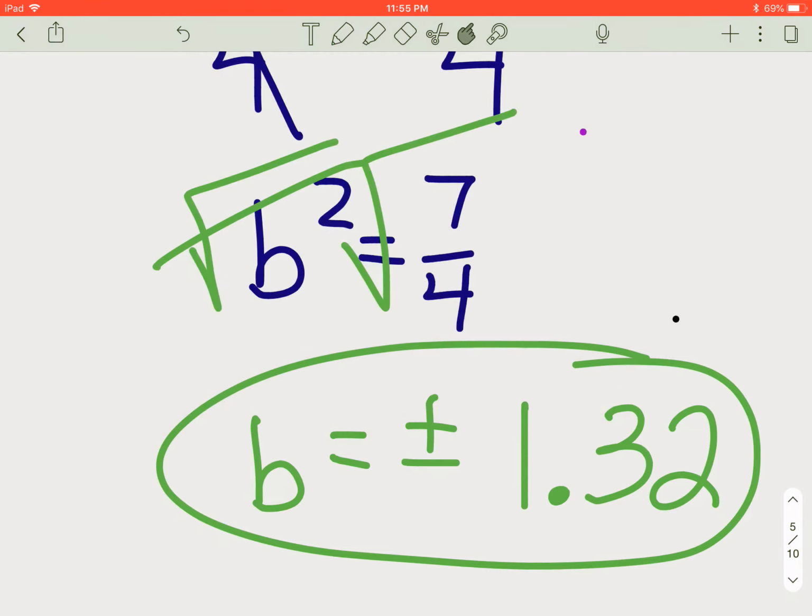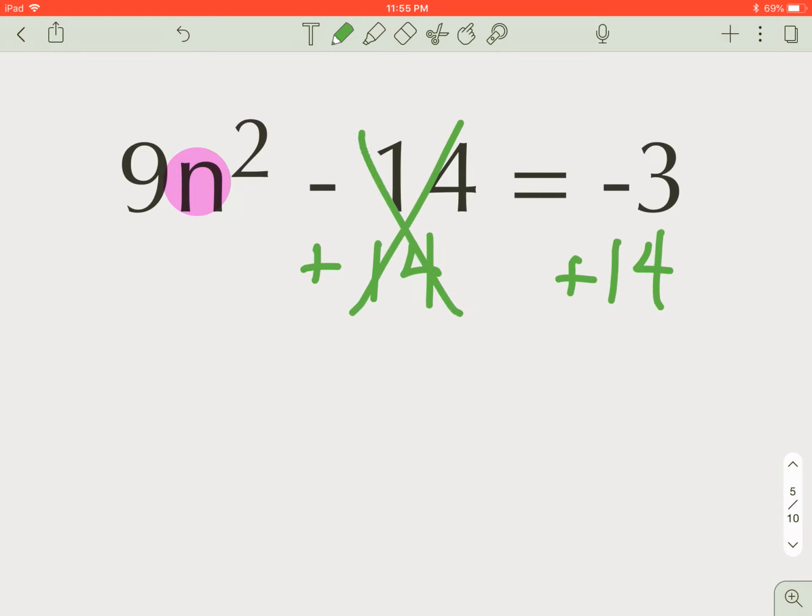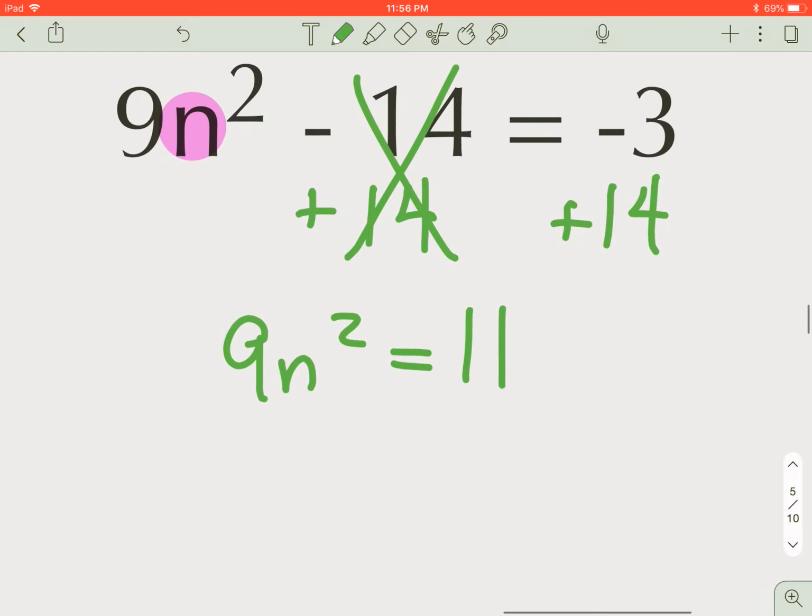And last example on the slide, I have 9n squared minus 14 equals negative 3. Once again, there's my variable. I have to get its term by itself first. So my first thing I have to do is add 14 to both sides. They cancel out. I'm left with 9n squared equals 11.